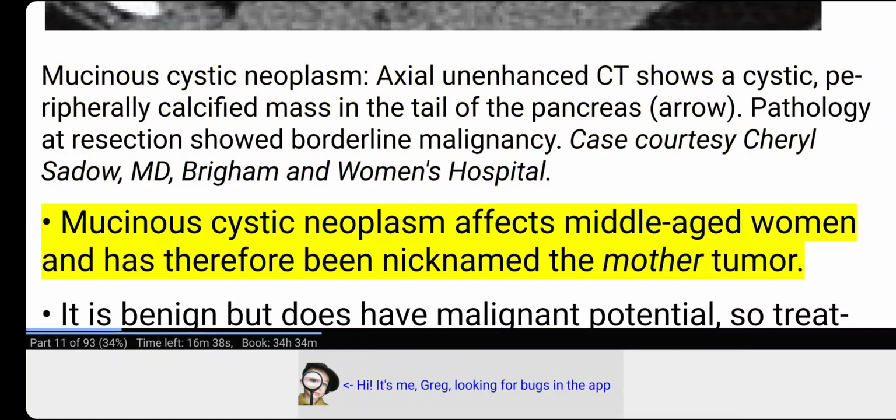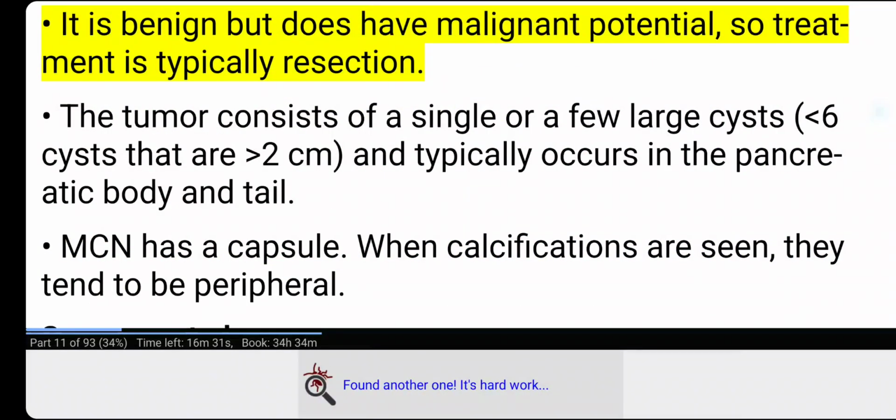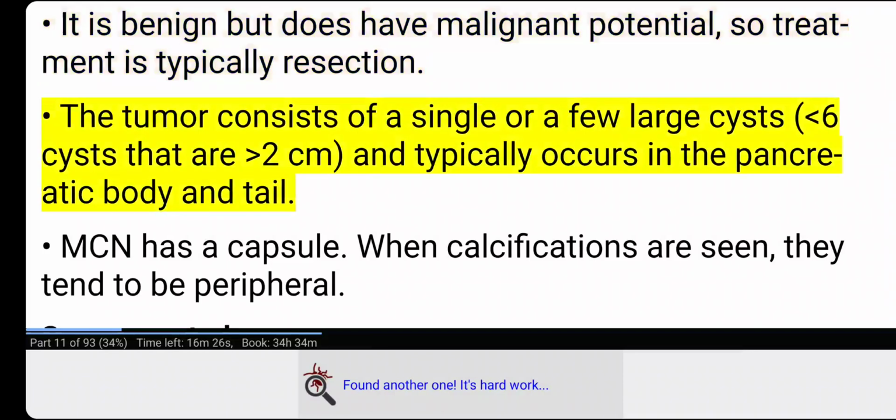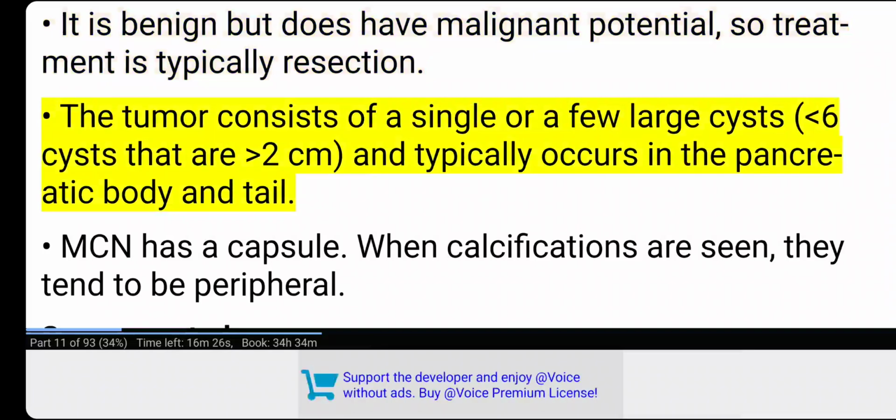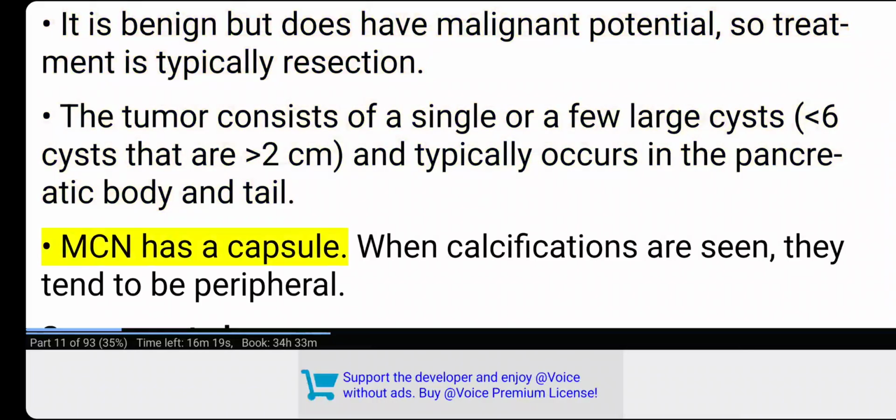Mucinous cystic neoplasm affects middle-aged women and has therefore been nicknamed the mother tumor. It is benign but does have malignant potential, so treatment is typically resection. The tumor consists of a single or a few large cysts, less than 6 cysts that are greater than 2 cm, and typically occurs in the pancreatic body and tail. MCN has a capsule. When calcifications are seen, they tend to be peripheral.